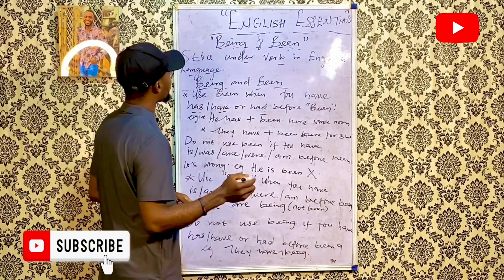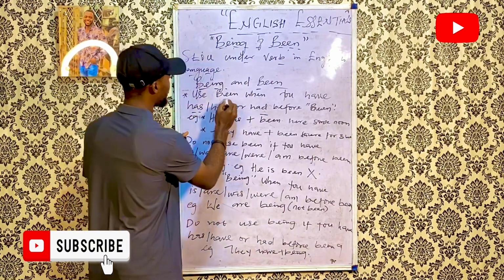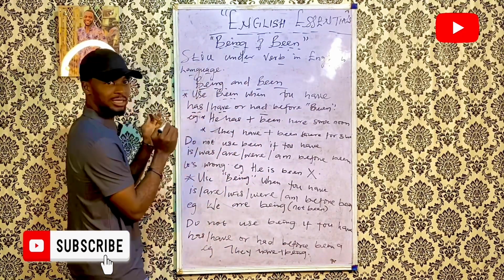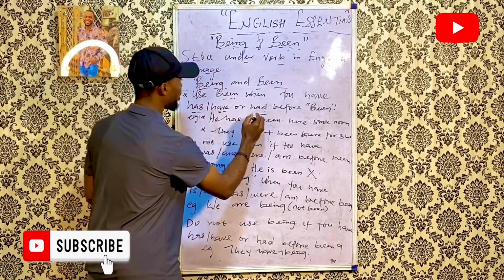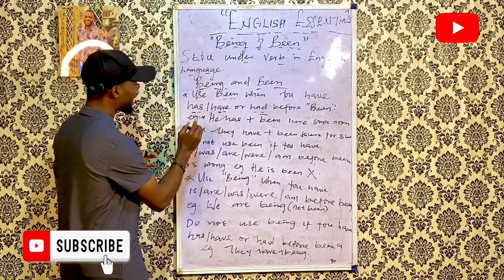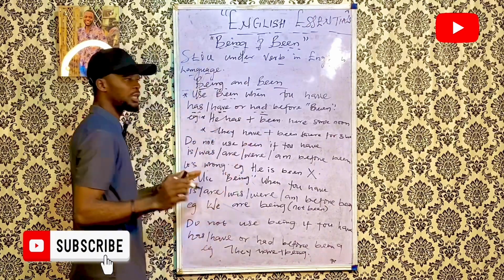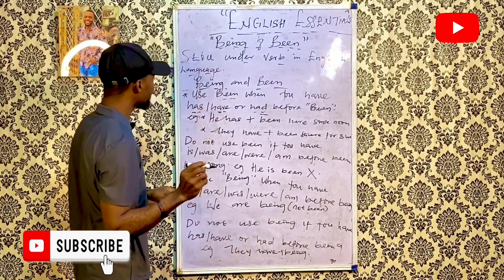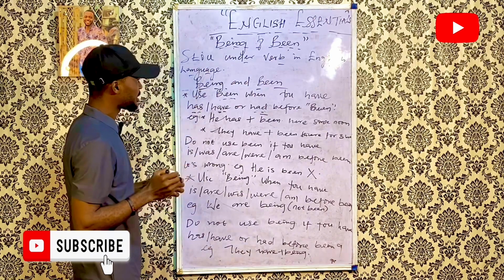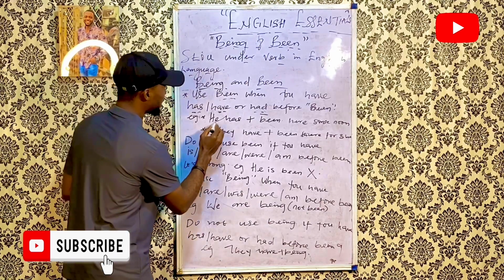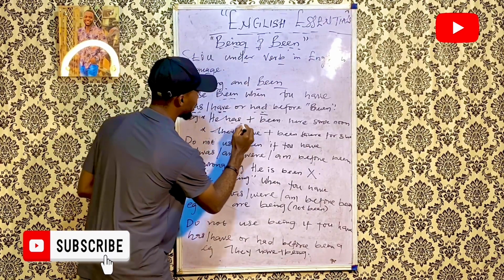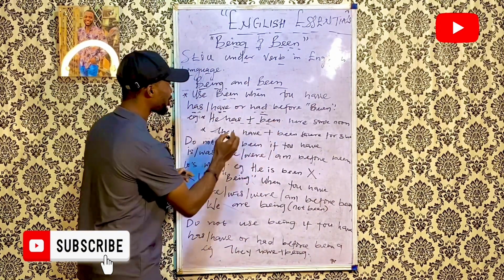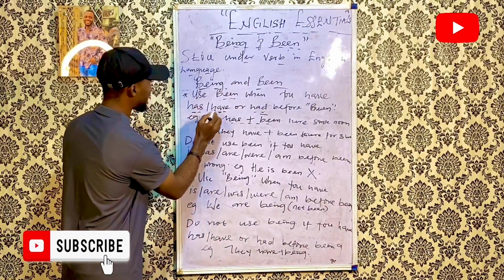If you want to use this "been", always make sure you have the verb has, have, or had. If you do not find any of these three in the statement, please do not use "been", B-E-E-N. Let's see an example. This one says "he has" plus "been". Why did we use this "been"? Because of this "has". Like I told you: has, have, or had.